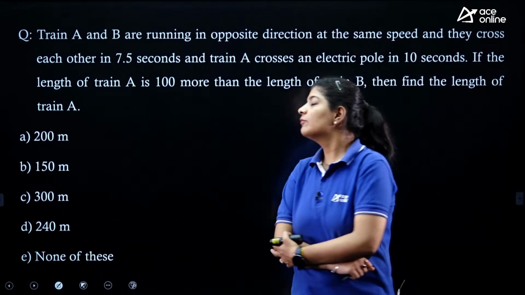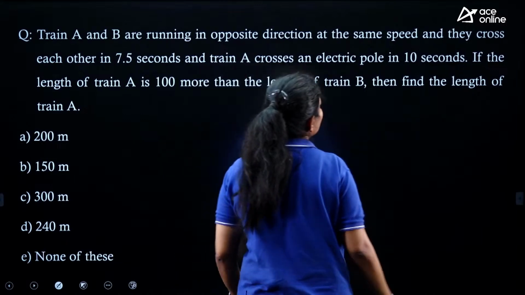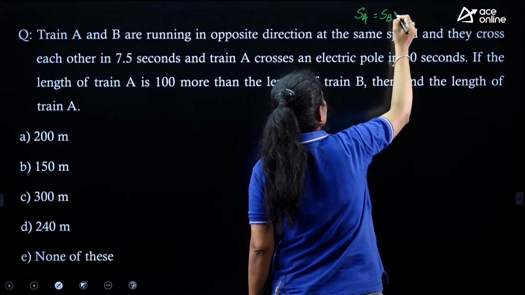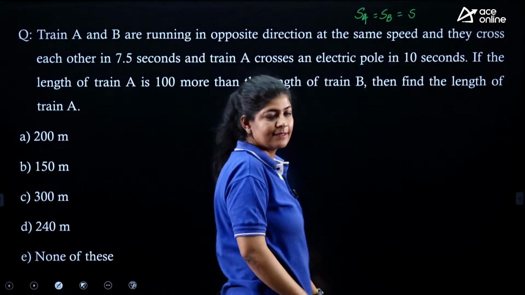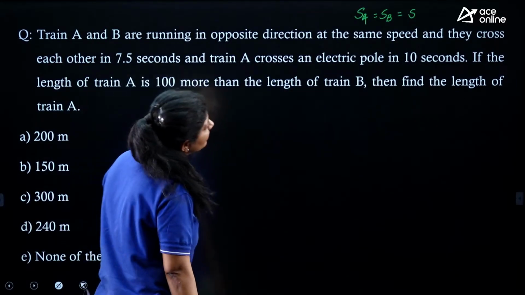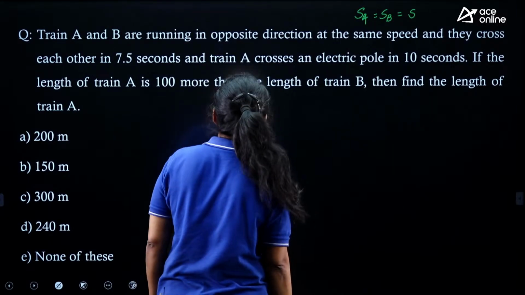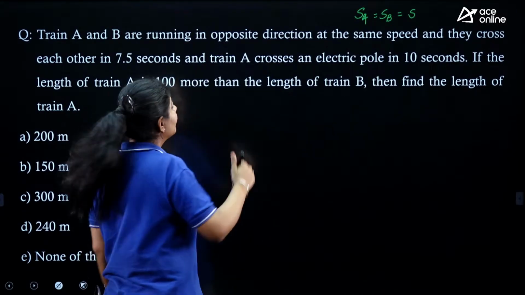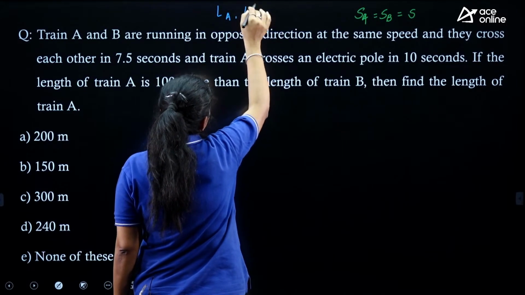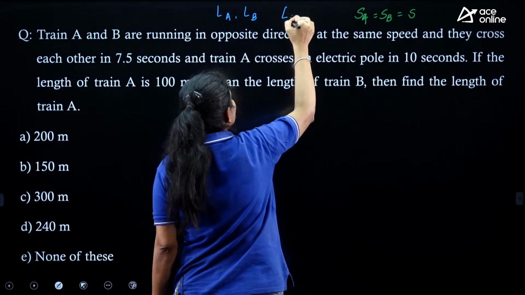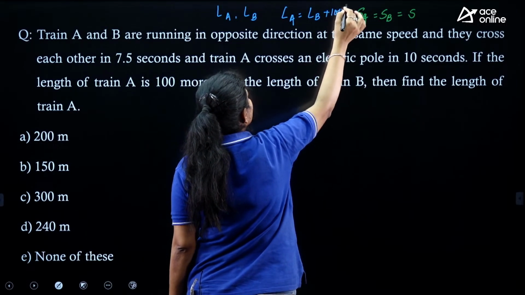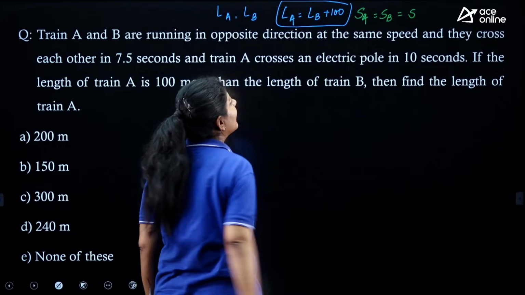As the speed of both the trains is given as equal, we can say that the speed of train A is equal to the speed of train B, and we are just assuming it as S, right? There's one more relation given over here: the length of train A is 100 more than the length of train B. So the relation between them is LA equals LB plus 100. This is the relation that we have in the question.